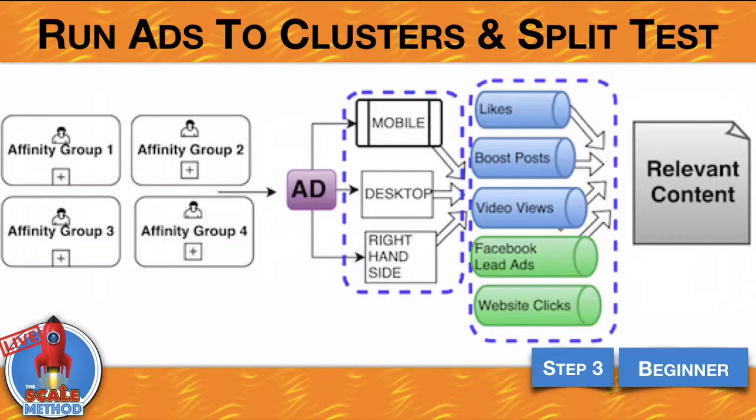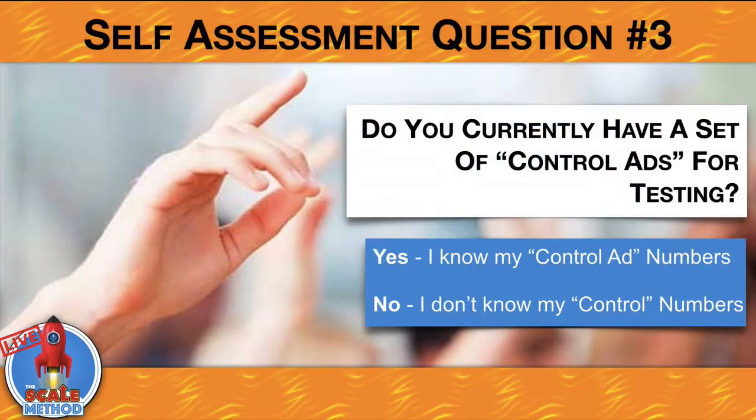See, what's going to happen is you see highlighted in blue likes, boost posts, and video views. That's really for branding. That's to help drive relevant content. Again, this is something we go deeper into in our live online scale method training. But what you want to do is you want to test your groups by running to relevant content.